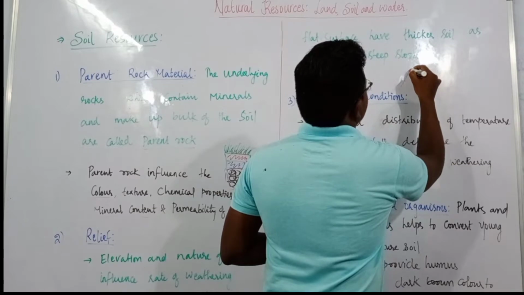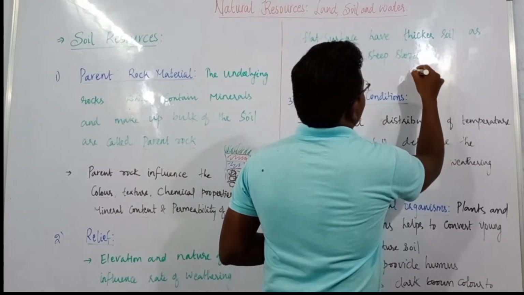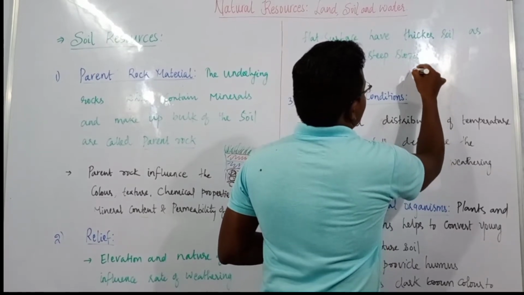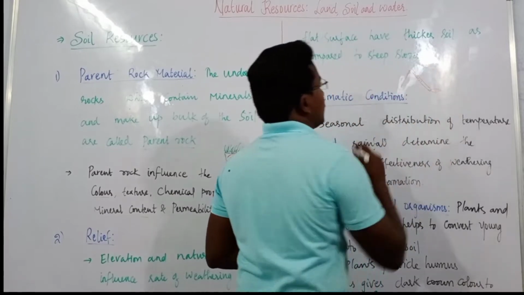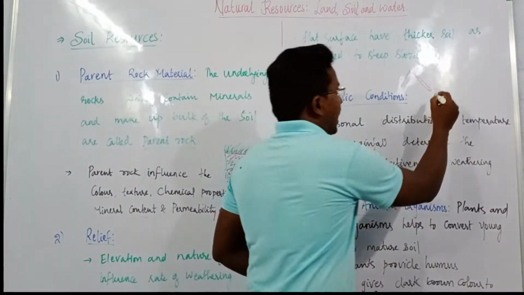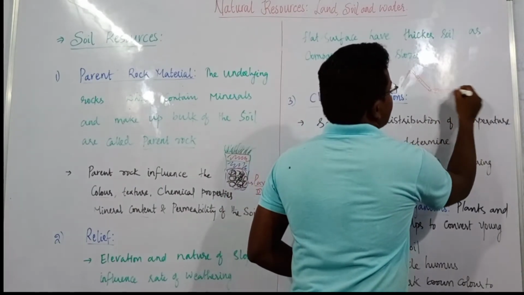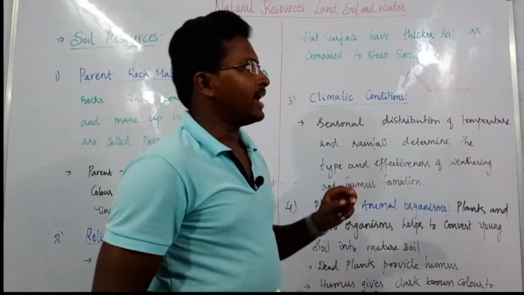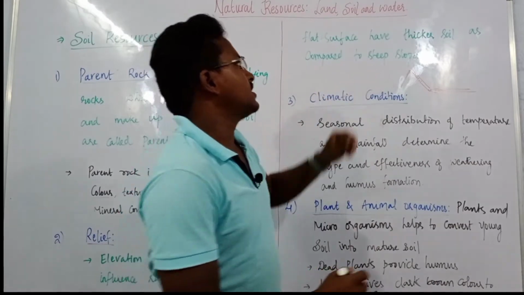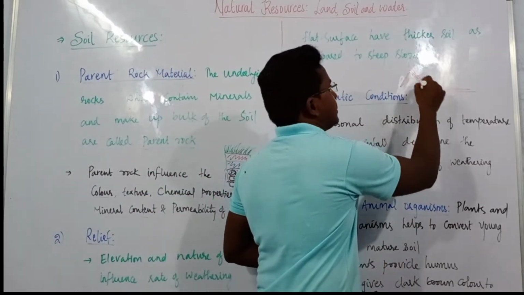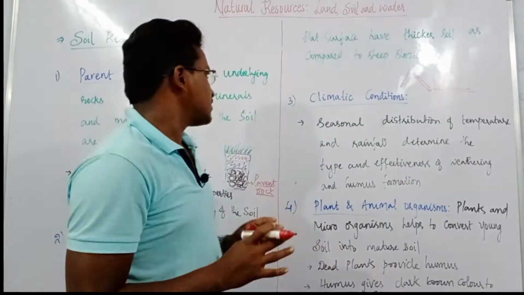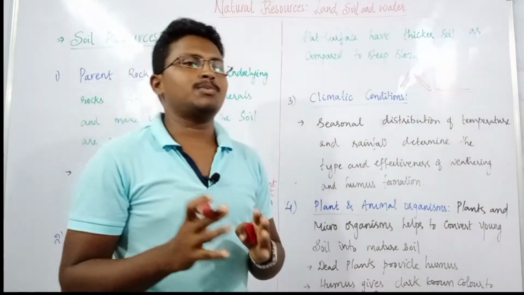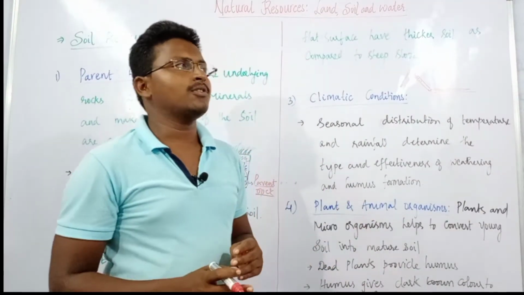What happens is that the soil will not be formed here. Why? Because it will drain away from here to here, and it may form here. So that is why on a flat surface the thickness of the soil is very high, whereas on steep slopes, that means slopes like this, the soil thickness is very, very small. So that is also a very important factor which plays a role in the formation of soil.